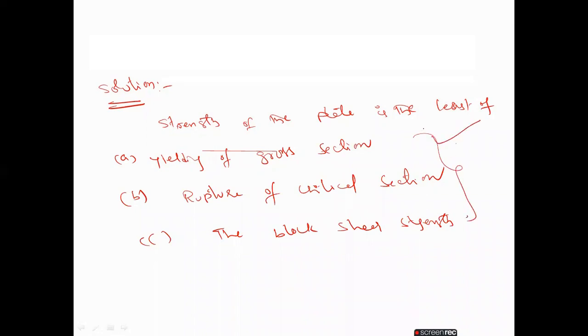The first condition is yield of cross section, the second is rupture of critical section, and the third is block shear strength. Okay. Now we will start with the first one, yielding of cross section, from consideration of yielding.